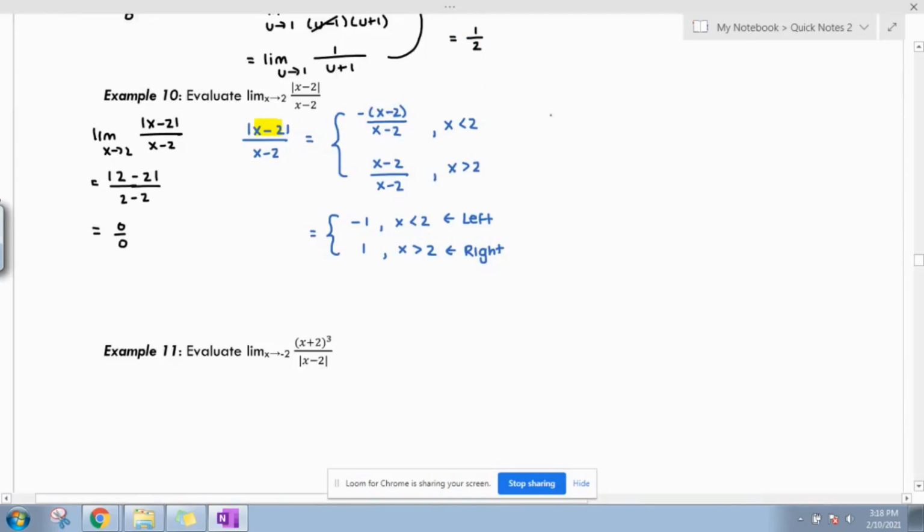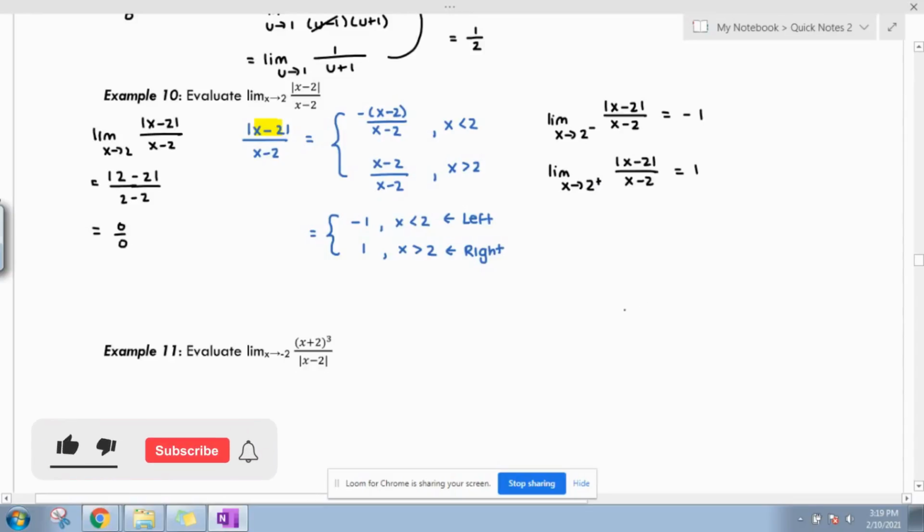So if I'm taking a look at my limit as x approaches 2 from the left-hand side for the absolute value of x minus 2 over x minus 2, I know that that's going to equal -1 because it's just a constant. So the limit of a constant is just the constant itself. The right-hand side limit for absolute value of x minus 2 over x minus 2, that is going to equal 1 for us because the piecewise function that corresponds to that is just 1. So the limit is just 1.